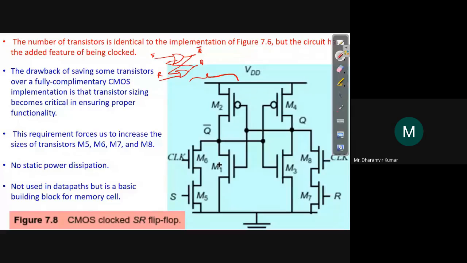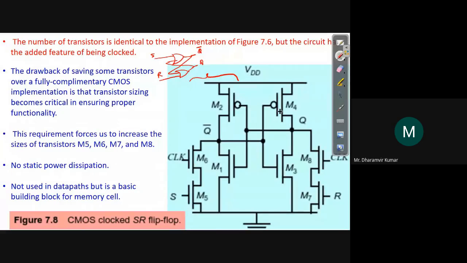It's not completely CMOS logic, because in CMOS the pull-up network and pull-down network are duals of each other. But in this case, in the pull-up network we are just using one single PMOS. So one PMOS as load and three NMOS as the pull-down network that implements the logic.